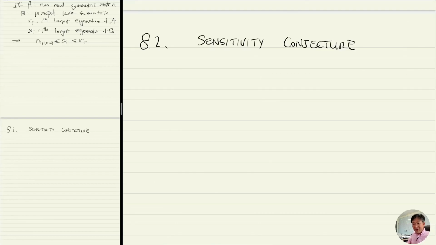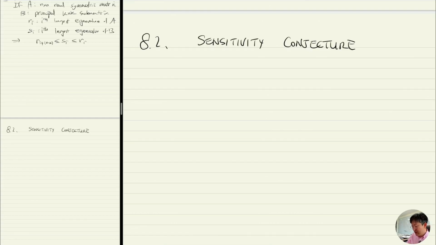Very recently, Hao Huang proved the conjecture called the sensitivity conjecture by using Cauchy's interlacing theorem. So in this section, I'm going to show you his proof. But let me first describe what the sensitivity conjecture is.